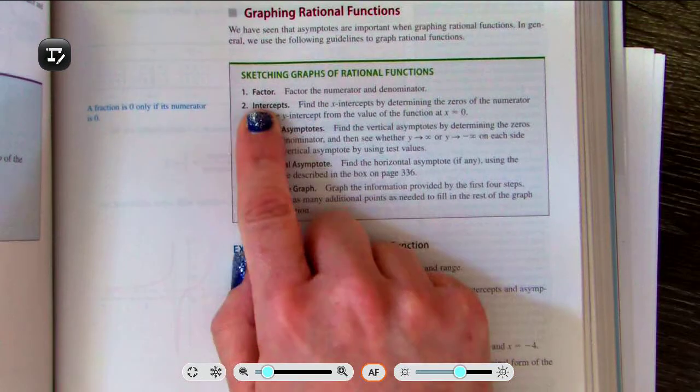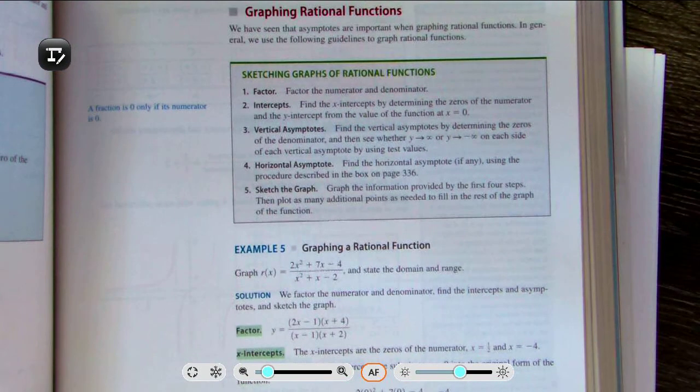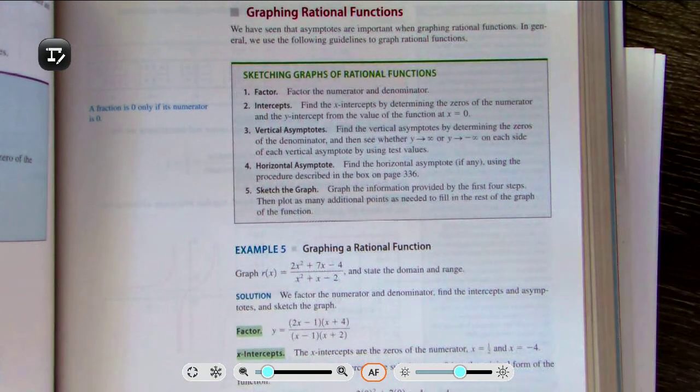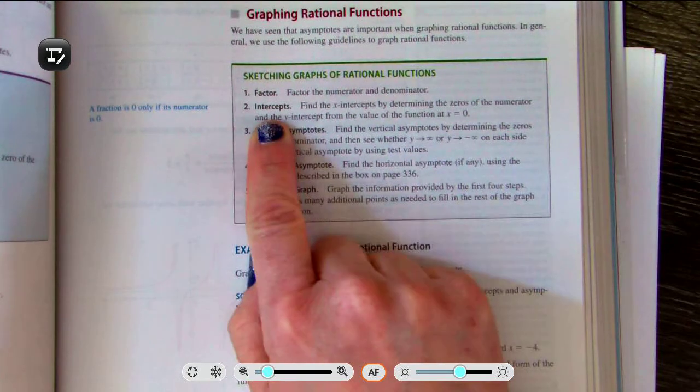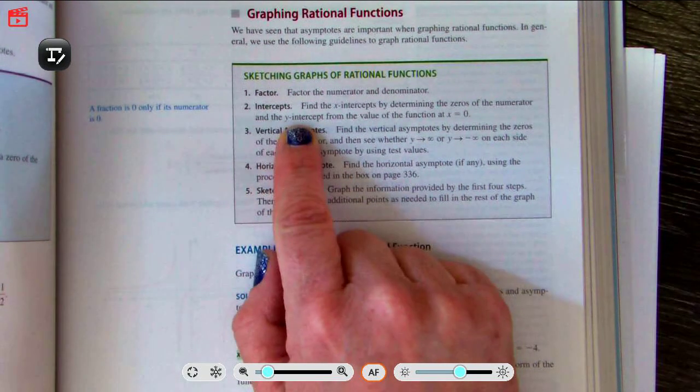So what we're going to do, here are going to be our steps: we're going to factor the numerator and the denominator. Once we have it factored, we're going to reduce it down if at all possible, and then go to the next steps. If we do reduce it down, we're going to make a note that we did do so. We will find any intercepts, our x-intercepts and our y-intercepts.